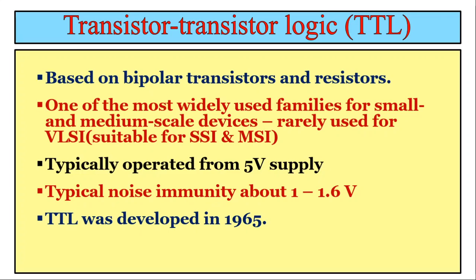In transistor transistor logic, logic gates and other digital circuits are made using bipolar junction transistors and resistors to form its integrated circuits. The term transistor transistor is used because both logic function and amplification are done by transistors. The first transistor is used to perform the logic function and the second transistor is used to perform the amplifying function.